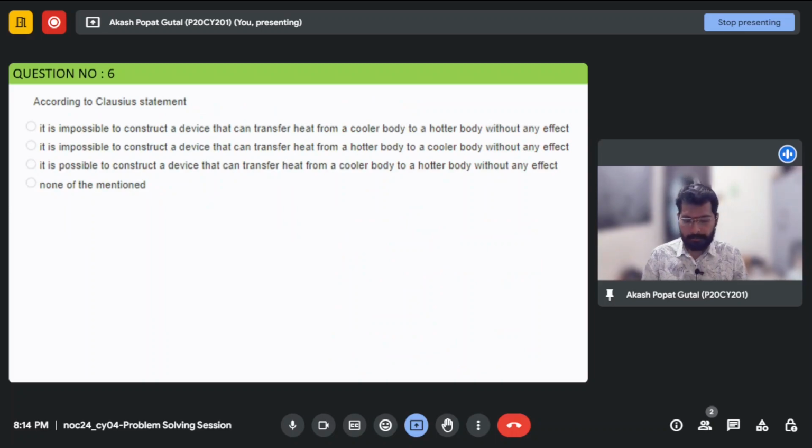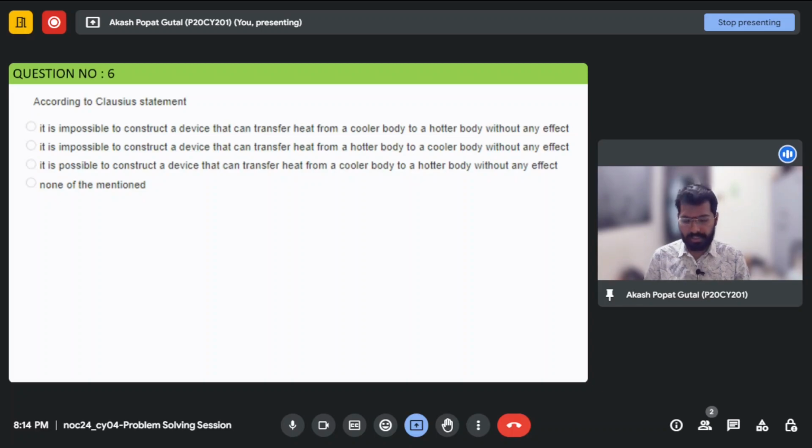The question number 6 is, according to Clausius statement, it is impossible to construct a device that can transfer heat from a cooler body to a hotter body without any effect. And the second statement, it is impossible to construct a device that can transfer heat from a hotter body to a cooler body without any effect. It is possible to construct a device that can transfer heat from a cooler body to a hotter body without any effect. And the last is none of the mentioned.